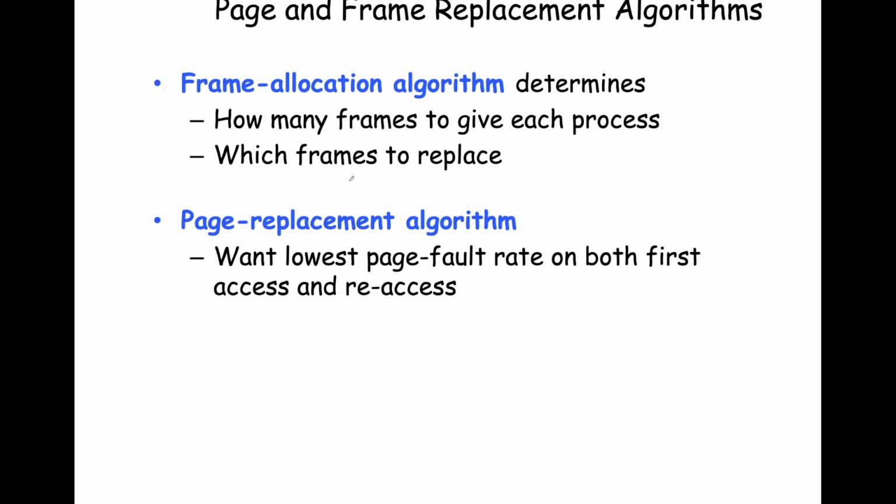So if you minimize that first access and subsequent accesses, you're going to make sure the effective access time is as small as possible, because you're not going to pay those slowdowns for the repeated reading and writing and reading and writing of pages to the swap area.